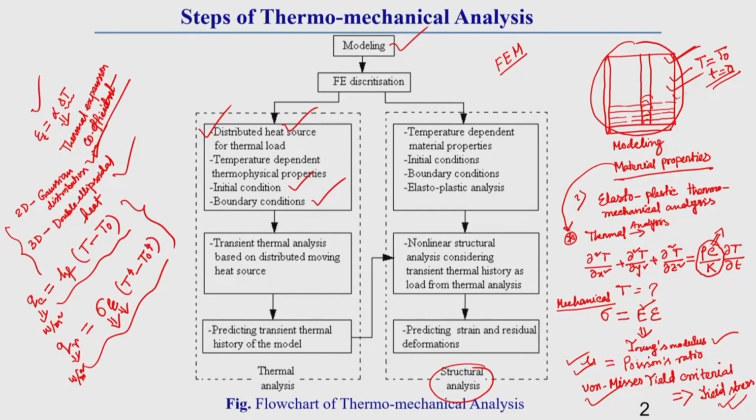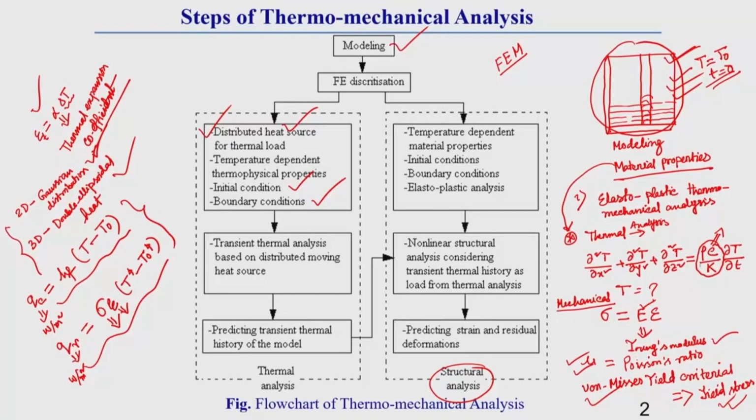In a structural analysis again we have to define the boundary condition, because we have to position the plate in such a way that it should not move. So, we can use a rigid body boundary condition or a simply supported boundary condition. Different types of boundary conditions are there, and depending upon the position of fixing the plate, we can define our boundary condition. After that, the temperature we get from the thermal analysis we have to use as a load here.